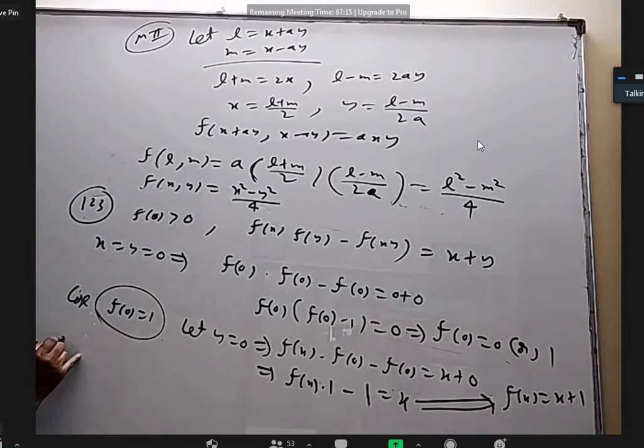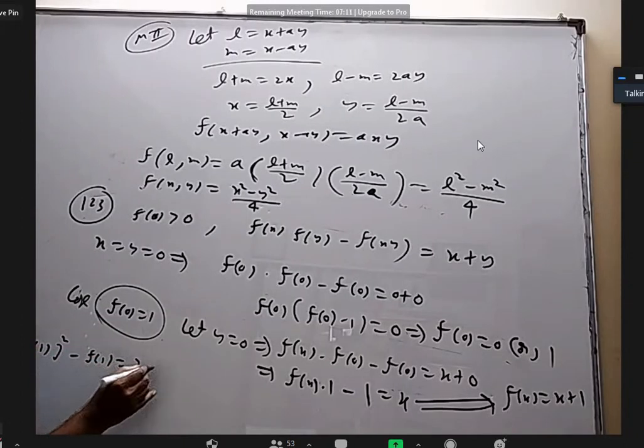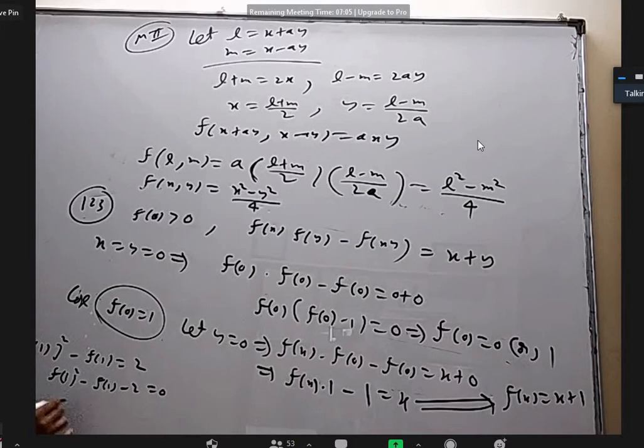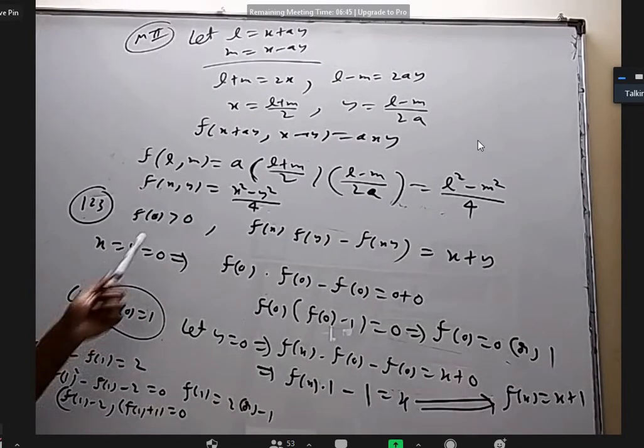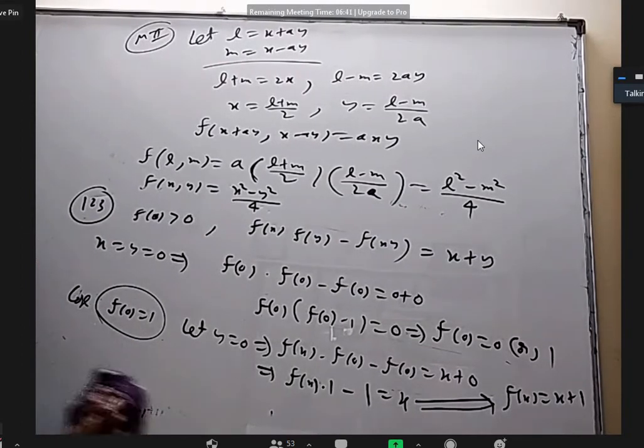I'll get f of 1 whole square minus f of 1 equal to 2, that is f of 1 squared minus f of 1 minus 2. This is a quadratic equation which can be split: (f of 1 minus 2) into (f of 1 plus 1) equal to 0. So I will get f of 1 equal to 2 or minus 1. Here f of 1 equal to 2 is satisfied. So I think this minus 1 may belong to the f of 0 equal to 0 case. So let me analyze when f of 0 is 0, what would have happened.